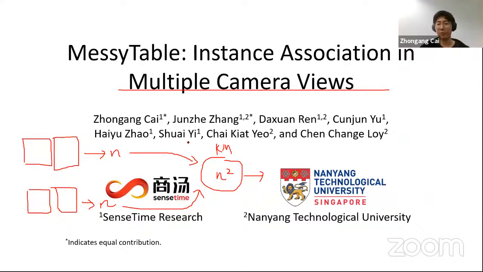Just to reiterate, the feature extraction is n, and only the assignment part is n square, which is super fast because we're using a classic algorithm.